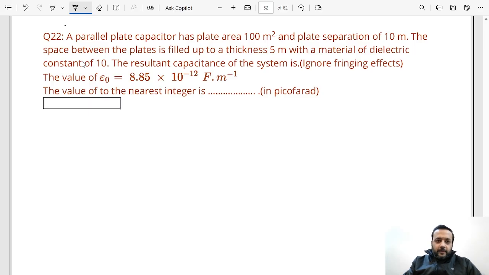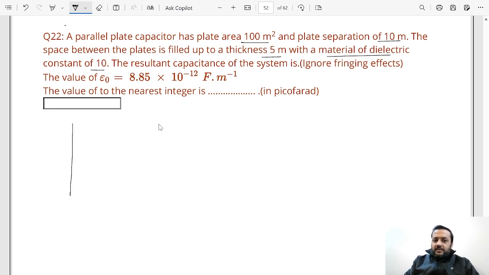Okay, now here what happens, there is a parallel plate capacitor which has a plate area of 100 meter square and plate separation of 10. The space between the plates is filled up to a thickness of 5 meter with a material of dielectric constant 10. We have to find the resultant capacitance and ignore the fringing effects. Fringing effects means the edge effects basically. So effectively we have to assume that the area of the plate is very large compared to the plate separation.